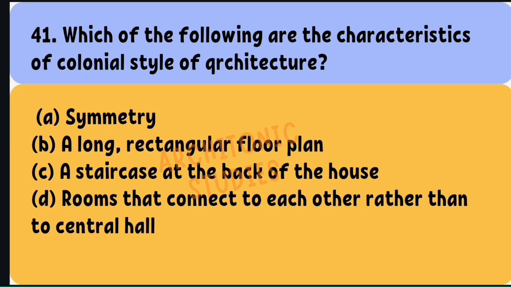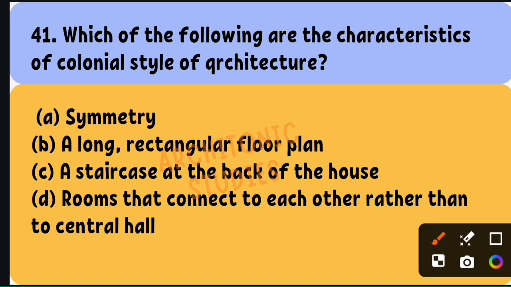Next question: which of the following are the characteristics of the colonial style of architecture? Symmetricity, a long rectangular floor plan, a staircase at the back of the house, rooms that connect to each other rather than a central hall. And the answer is A, symmetricity.